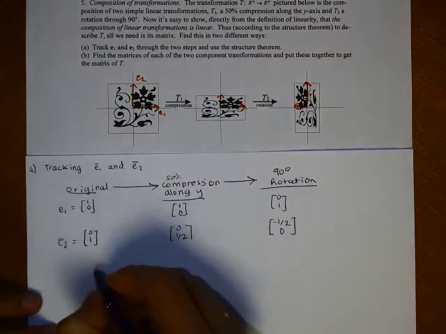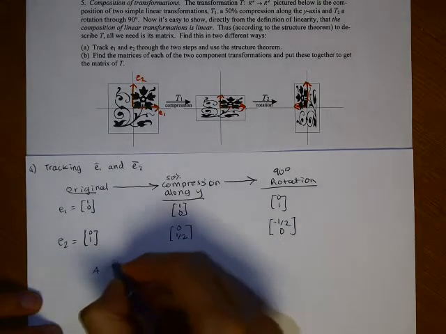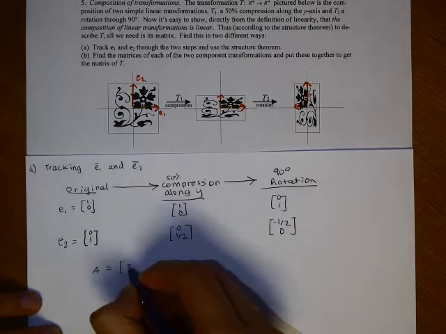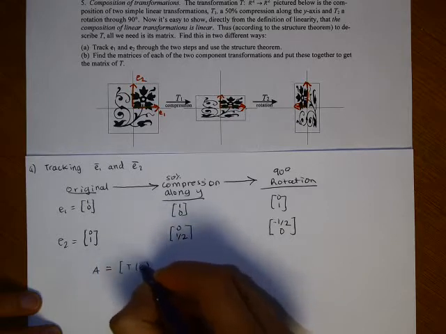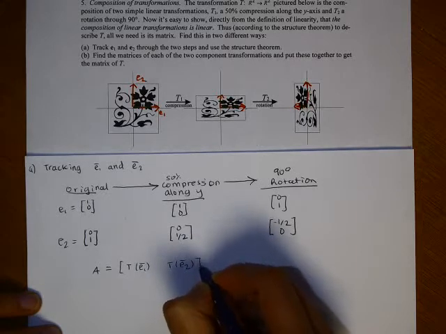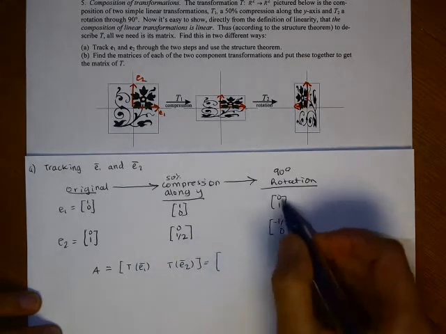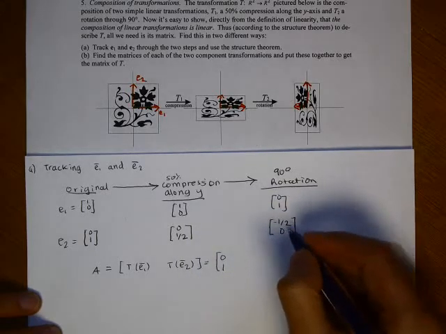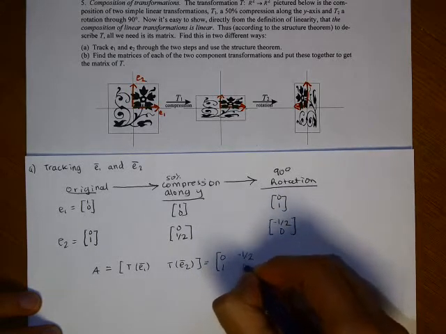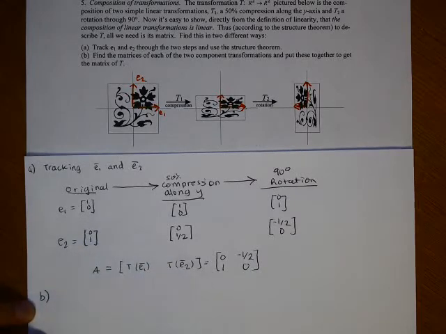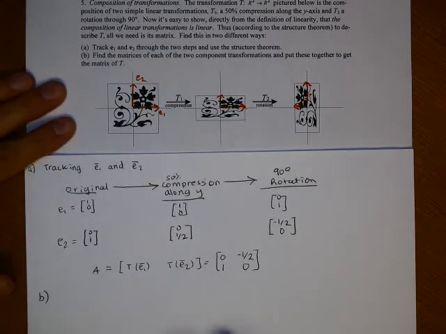Now to put these together into our transformation matrix, we can use the structure theorem. So we have our transformation matrix A is equal to our transformed E1 vector and our transformed E2 vector. So our transformed E1 vector is over here, so we sub that in. And here's our transformed E2 vector. And there, this is our matrix describing the transformation. So now let's try it in the other way.